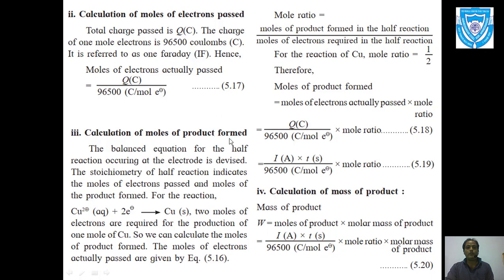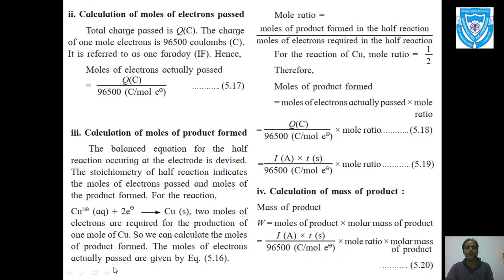Then step number 3, calculation of moles of product formed. To calculate the moles of product formed, we will consider one example: Cu2+ plus 2 electrons gives a neutral copper atom. So 2 moles of electrons are required for the production of 1 mole of copper, because its valency is 2, shown here as 2+. So to form 1 copper atom we require 2 electrons. That's why we can calculate the moles of product formed.